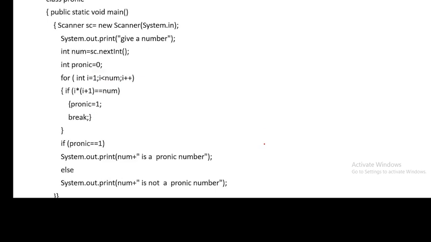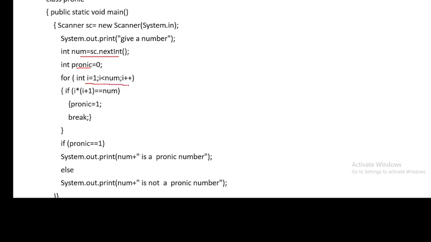Coming to this last program, Pronic number. Pronic numbers are those numbers where the multiplication of consecutive factors is the number itself. Again, a number is taken here. We will enter some number and we have to check whether it is a Pronic number or not. So suppose a variable here is pronic, which is equal to 0 initially. That means we are assuming that the number is not Pronic.